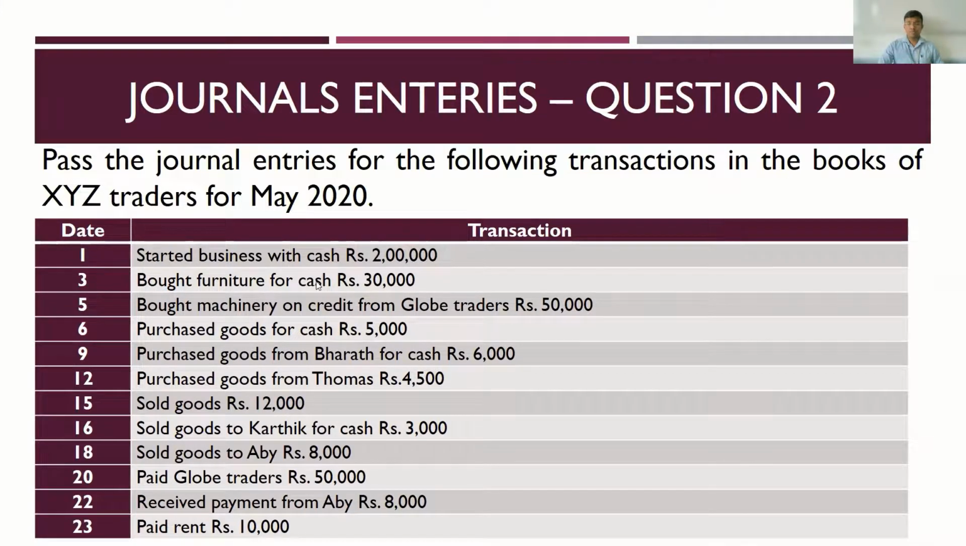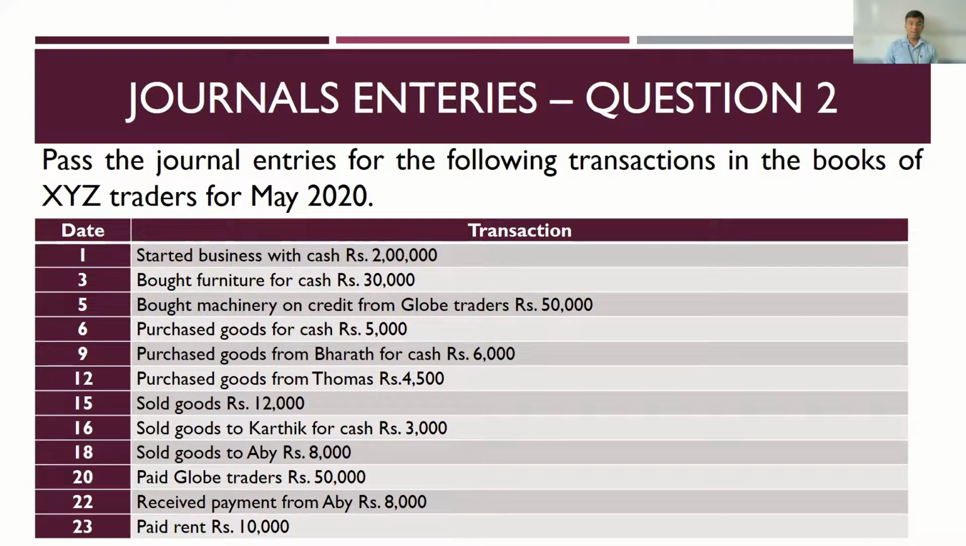First is started business with cash rupees 2 lakhs. We know that whenever a proprietor, or the owner of a business, starts a business and brings in cash, that cash is referred to as capital. So on 1st of May, the transaction that we are talking about is the bringing in of capital.